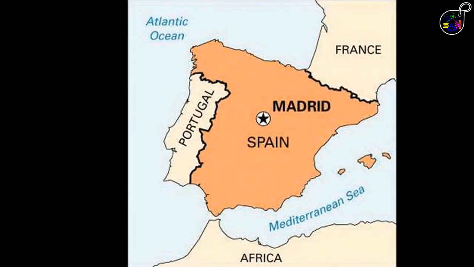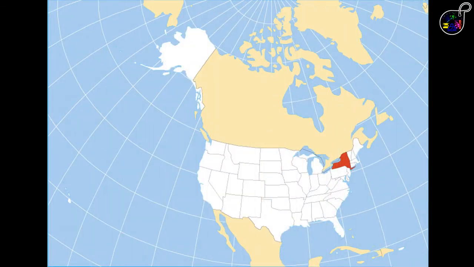Madrid. It is located a little far from the sea. If you can see the Atlantic Ocean and Madrid, it's far. So Madrid is not a coastal area. It is in the central part. So it is far from the ocean. New York. Now New York is again closer to the sea. You can see that the blue color is the oceans and the red color is New York.